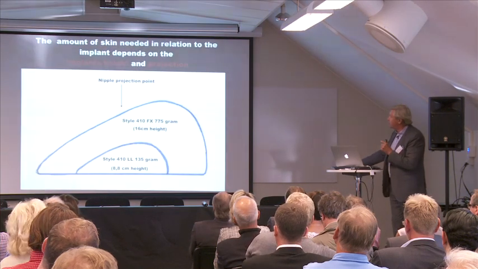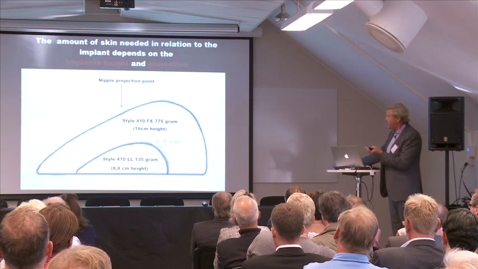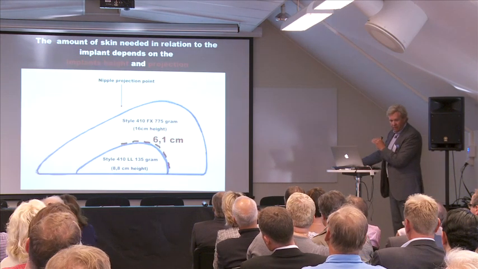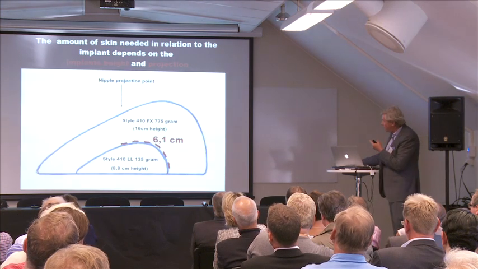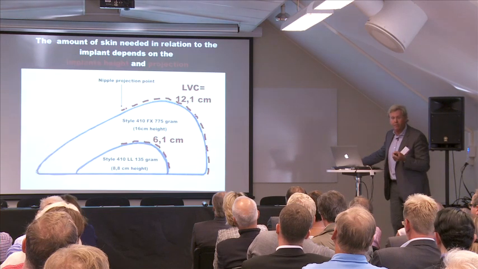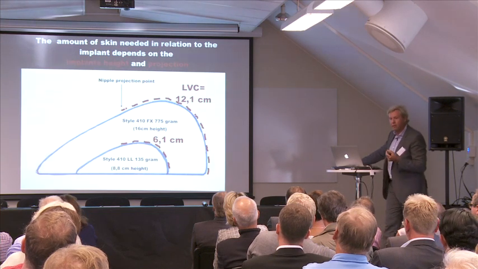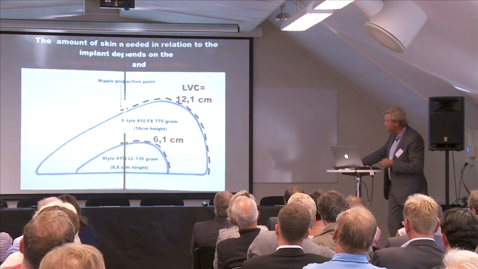So, the amount of skin needed in relation to the implant depends on the implant base plate and the projection. This small implant, 135 grams, has a lower ventral curvature of 6 centimeters. This big implant needs double the distance, 12 centimeters. And we have to think about it. It's interesting that plastic surgery has been doing this procedure for 50 years without really considering it so much.